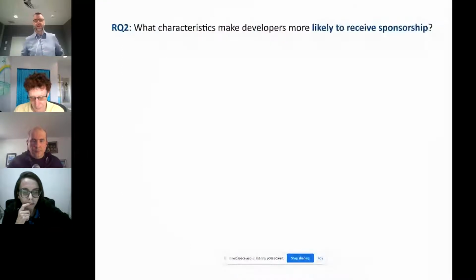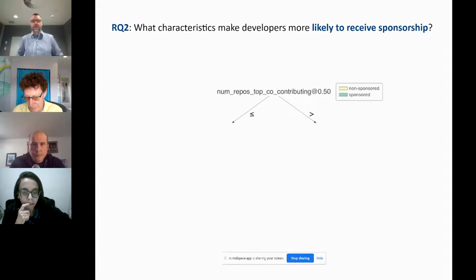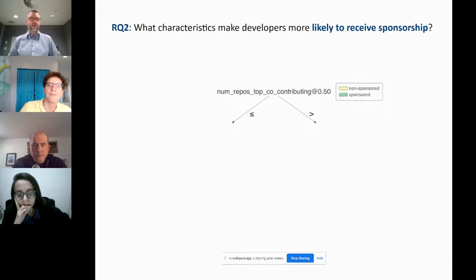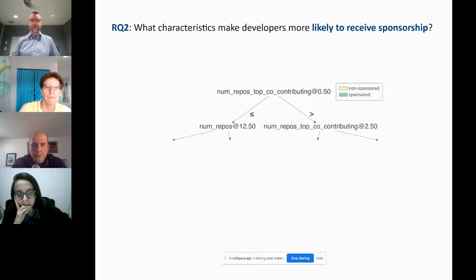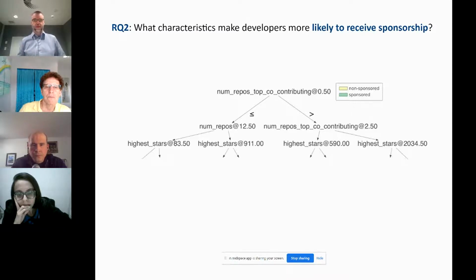We see a similar trend if we look at our second research question in terms of what characteristics make developers more likely to receive sponsorship. We answer this question using a decision tree algorithm. Details can be found in the paper. But basically at the very top level, we find that what distinguishes people who get money from those who don't is whether they are top contributors to repositories where there's already some sponsorship happening. And then at the next level, it depends on the number of repositories.